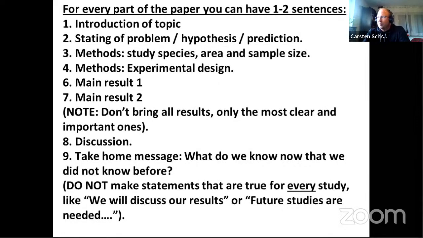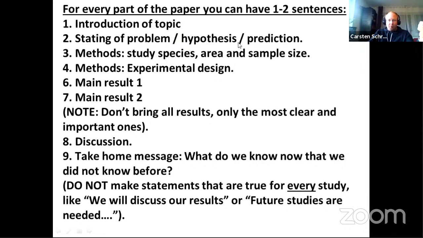So then the abstract, depending on the journal. In my research field, it could be Animal Behavior, Journal of Animal Ecology, or Journal of Mammalogy. They allow for much more than 4 sentences. And in general, for every part of a paper, one can have 1 to 2 sentences, one for the introduction of the topic. That would be one part. So that is the topic sentence of the study.